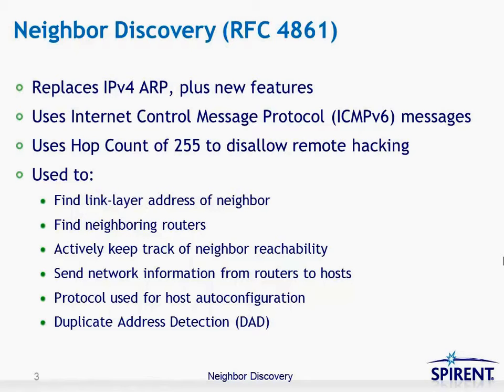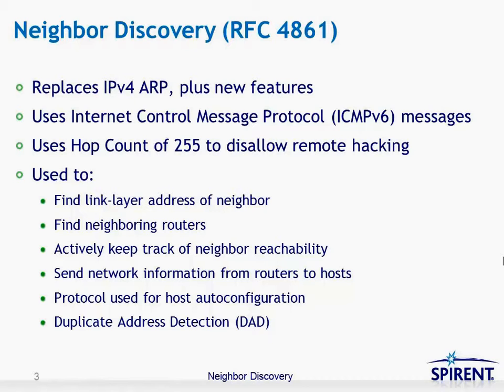Neighbor discovery messages set the hop count to 255, which is the maximum allowable value for that field. In other words, all 8 bits set to 1. And this disallows remote hacking because if any packet came from a subnet other than the one that it's received on, then it's not considered a valid neighbor discovery packet. In other words, neighbor discovery should only be performed between two nodes that are on the same subnet.